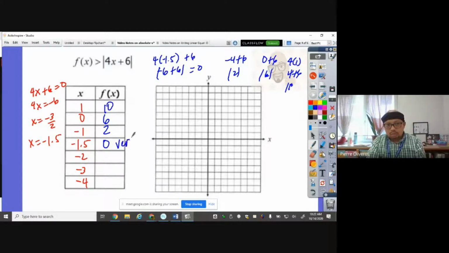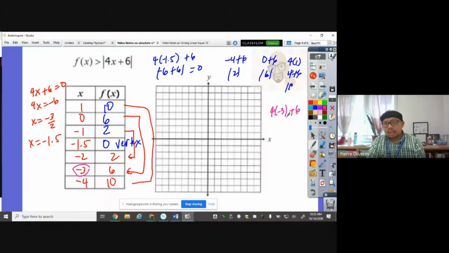Since we know this is our vertex, the strategy that I've been doing is to copy the 2, put the 2 here, put the 6 here, and put the 10 right here. To prove it to you guys, if I plug in negative 3 here, 4 times negative 3 plus 6 will give me negative 12 plus 6. That's going to be negative 6, but they are inside absolute value. The answer is 6, and look what I have there, 6.